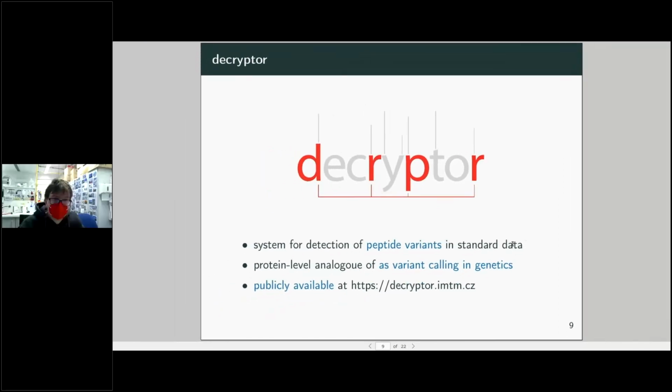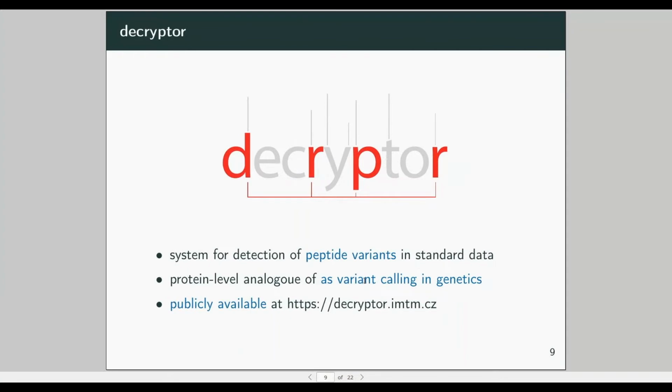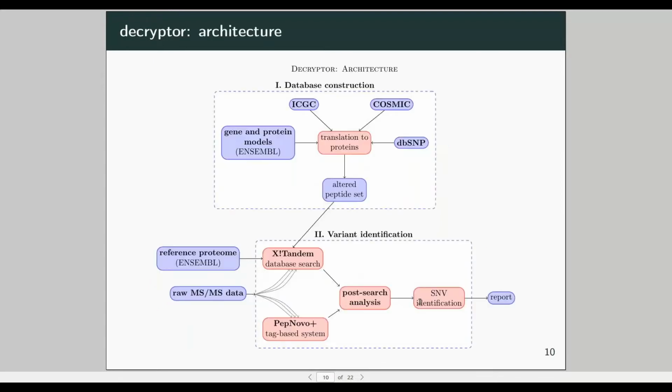And you can think of it as a protein-level analog of variant calling in genetics, because at the end the report will give you a report of variants. The system is publicly available at this link. I will shortly present how the Decryptor works, but let me first say something about its architecture so that you have an idea how it works.